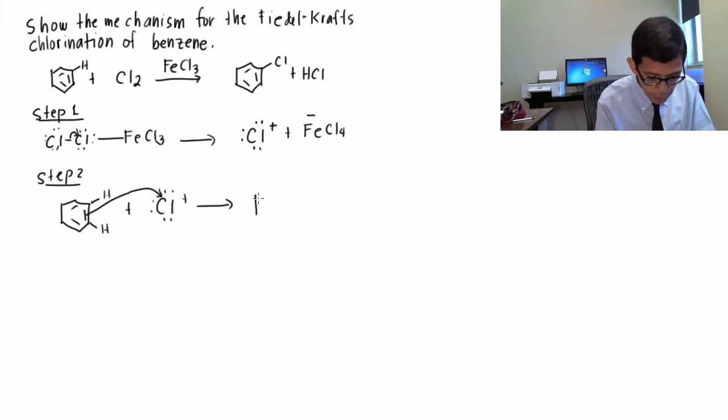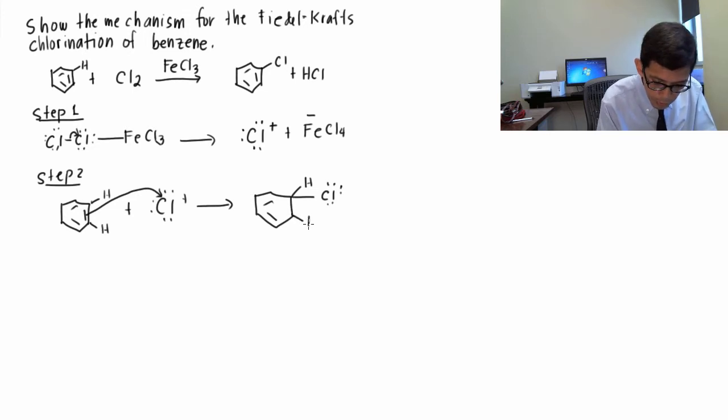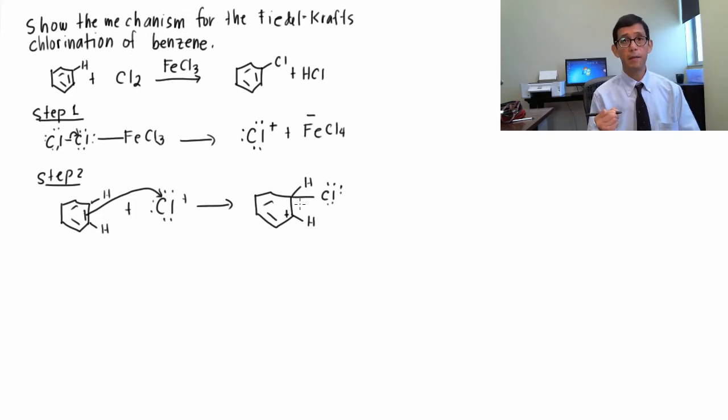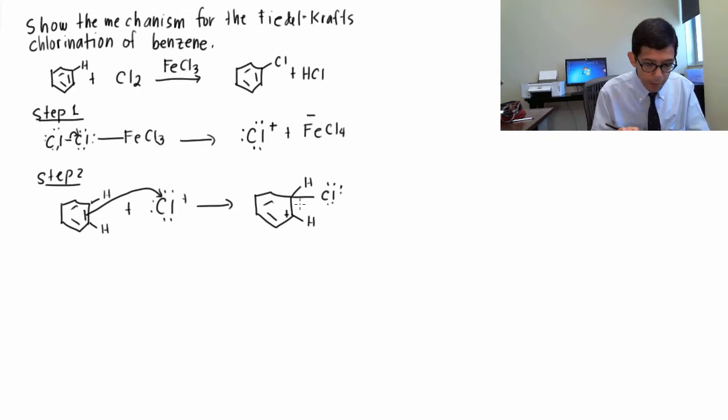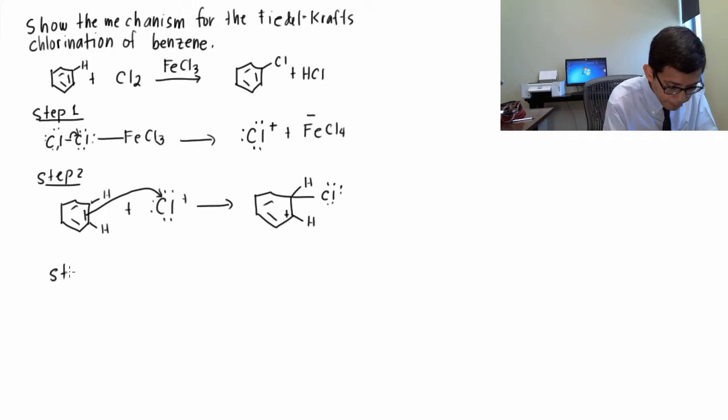What happens is this. So this carbon, you have an H, and then you also have a covalent bond to the chlorine. 1, 2, 3. Okay, you still have an H at this carbon, but since that pi bond was broken, now you only have a single bond there between those two carbons. You now have a plus charge at that carbon. Okay, so now step 3.